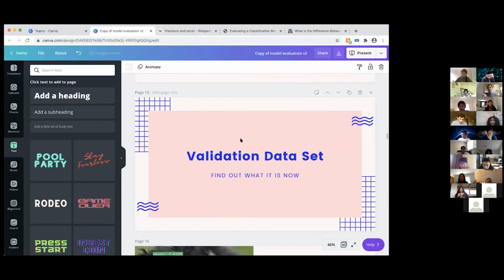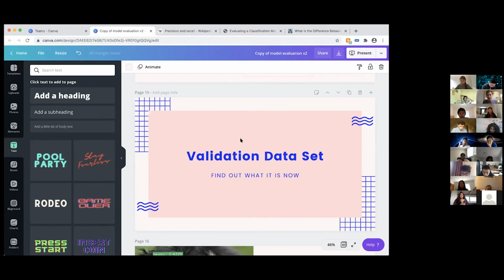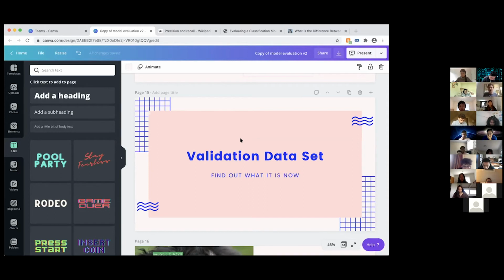So far we've only talked about a training set and a testing set. But oftentimes, we are going to want to use another set called the validation data set. So instead of just having training and testing, we would have training, validation, and testing sets.